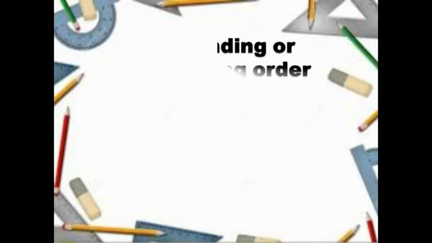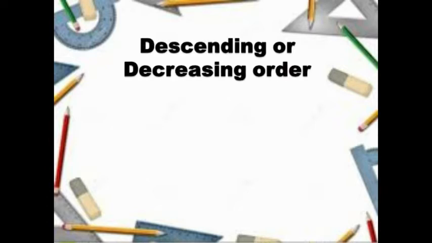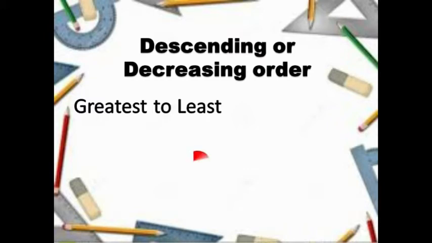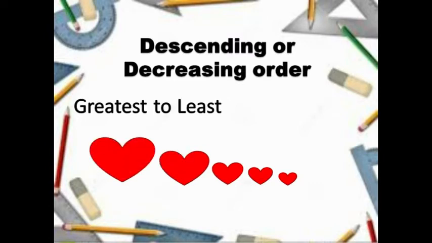Next is the descending or decreasing order, also known as arranging numbers from greatest to least. Here is the illustration of how we arrange in descending order. We have here the hearts. As you can see, we start with the big heart and then go to small. That is how we arrange in decreasing or descending order.